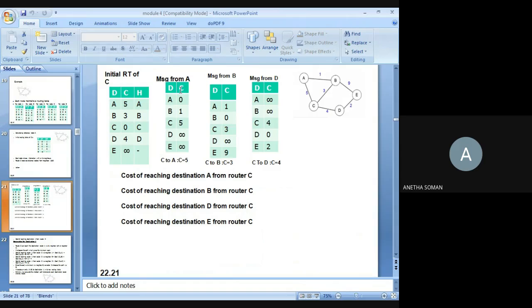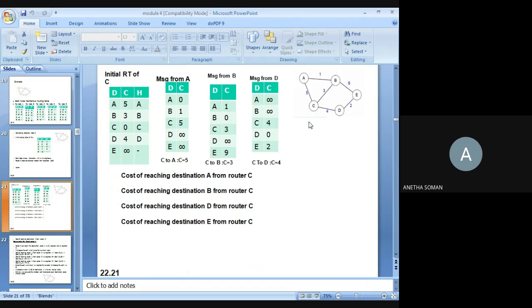Message from A, what I'm getting is the first two columns. Message from B, the first two columns of the routing table. Message from D, I'm just getting the first two columns of the routing table. Now, I know the cost of C to A is equal to 5. That is understood, right? The initial routing table is nothing but the current estimate.